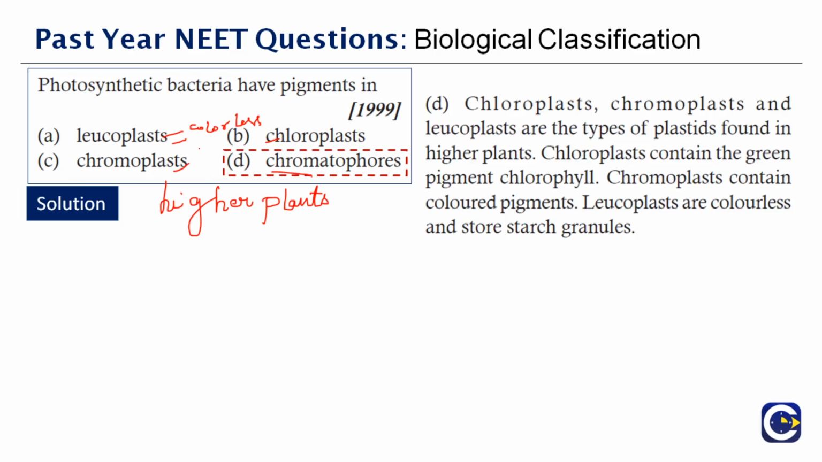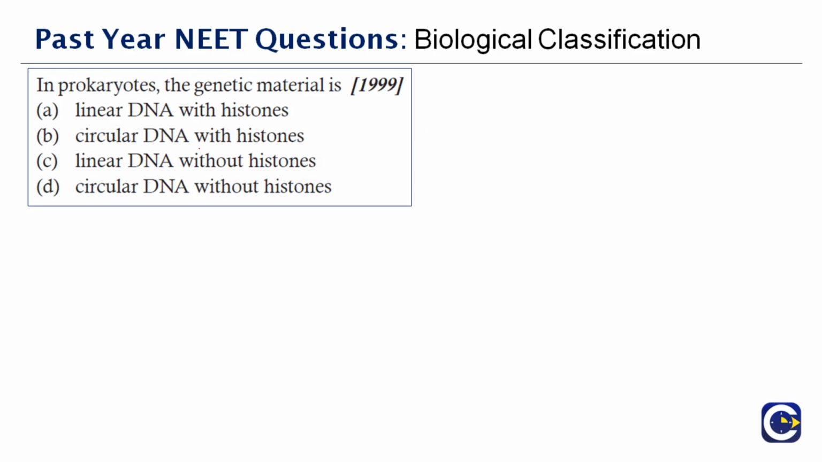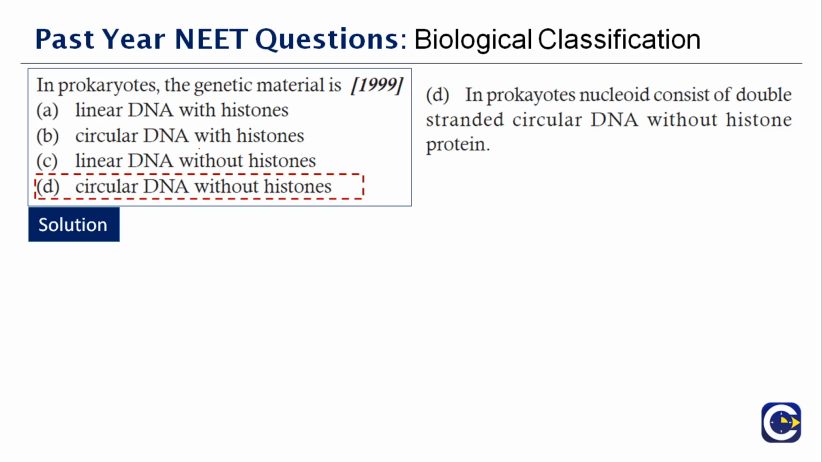Next question here. In prokaryotes, the genetic material is dash. I think this is a very easy question for you to answer. As we all know, prokaryotes, though they are lower living organisms, have a single cell and still have a complex structure to study. In prokaryotes, the genetic material will be circular, with the presence of histones. The nucleoid consists of double-stranded circular DNA with histone protein. Therefore, the correct answer is option D. This is a very easy question. I didn't give much explanation because we already discussed it in the earlier parts.